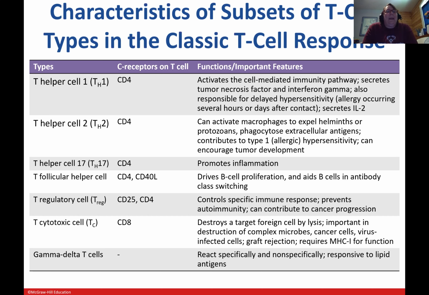Now, helper T cells with Th17 also have a CD4 on the outside, but their job is actually to increase the inflammatory response.